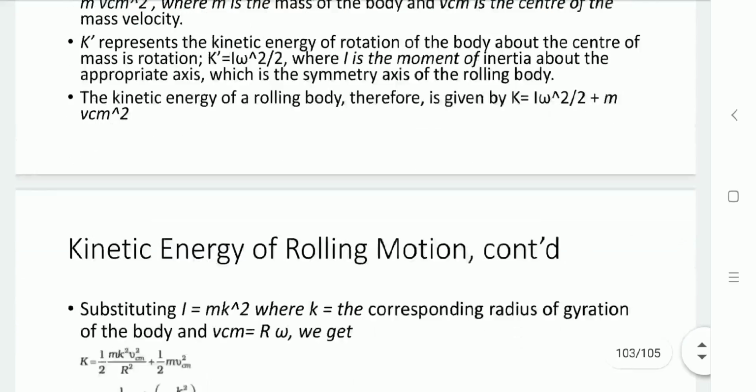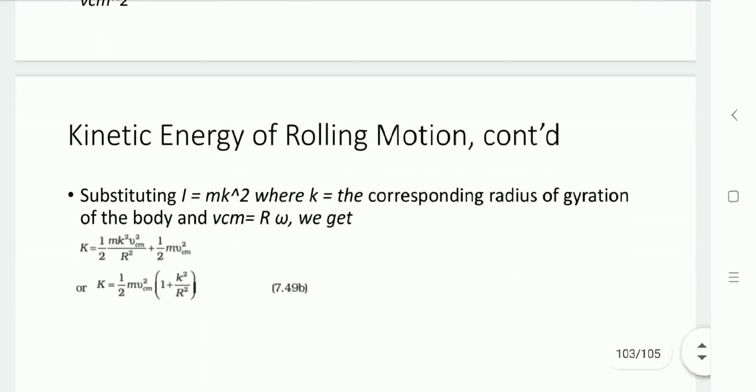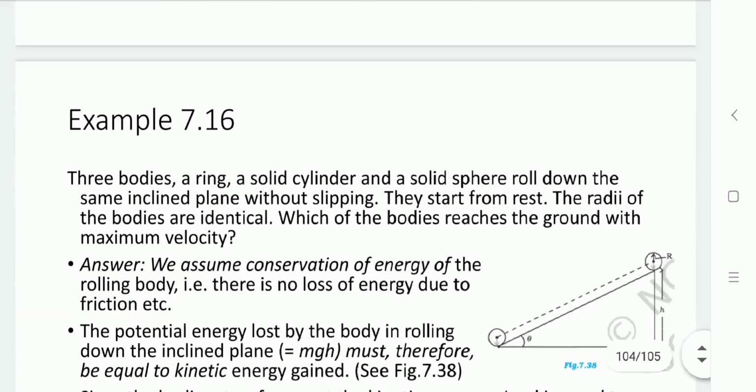And I is m k square, where k is the radius of gyration. So K equals 1/2 m k square vcm square by r square plus 1/2 m vcm square. So the kinetic energy for rolling motion is K equals 1/2 m vcm square into 1 plus k square by r square. Let us go through an example for the same.